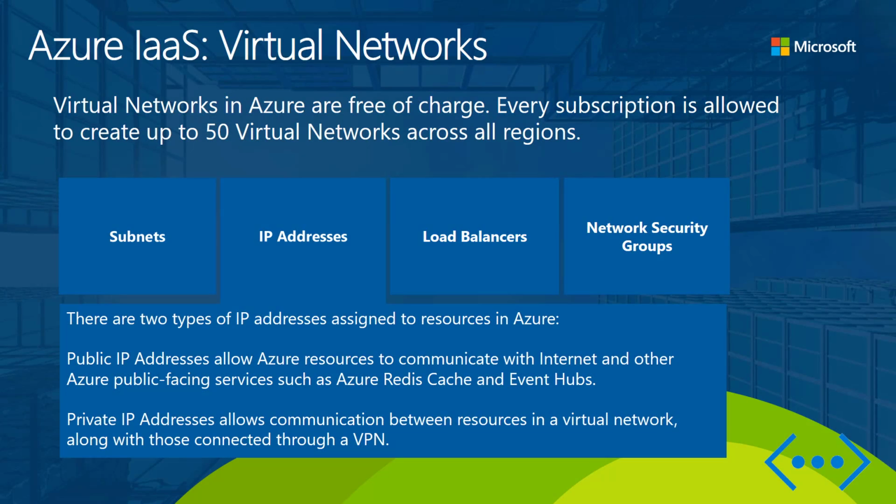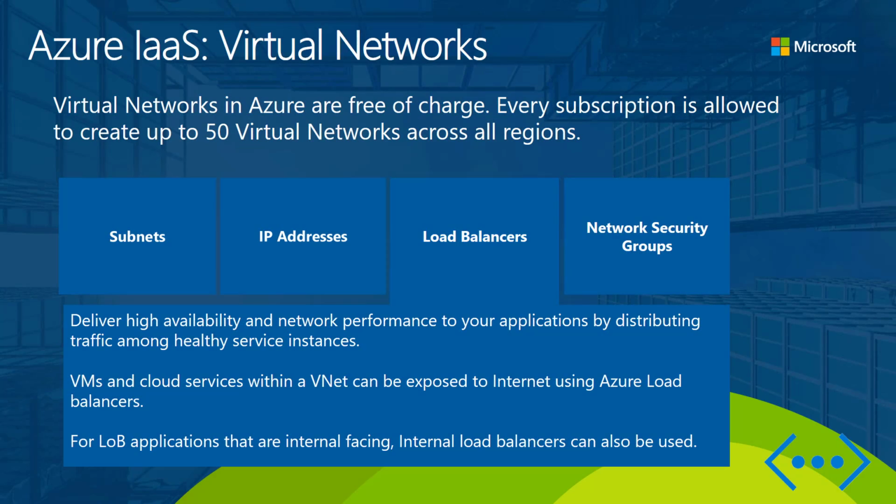We'll next discuss IP addresses. Now, there are two types of IP addresses assigned to resources in Azure. These addresses are public and private. Public IP addresses allow Azure resources to communicate with the internet and other Azure public-facing services such as the Azure Redis Cache and Azure Event Hubs. Private IP addresses, on the other hand, allow for communication between resources within a virtual network, along with those connected through a VPN connection back to an on-premises resource.